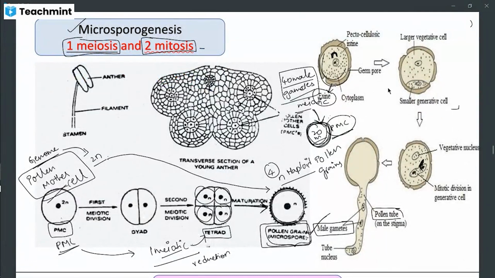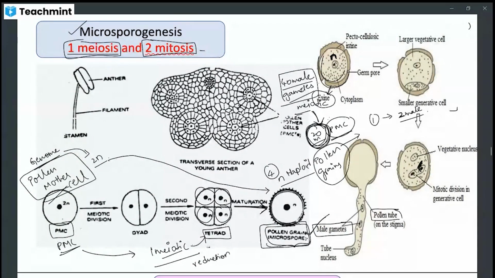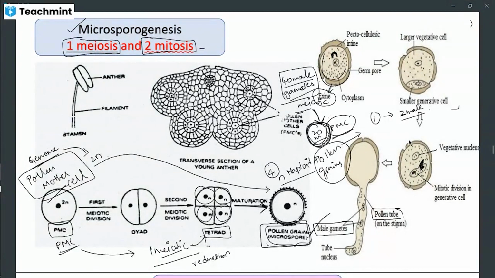Anyone answer, we will proceed. So how many pollen grains? See, one pollen grain leads to the formation of two male gametes, right? Am I correct? Yes, sir. Okay, see, one pollen grain leads to the formation of two male gametes, and then we eventually got 40 male gametes. So how many pollen grains?